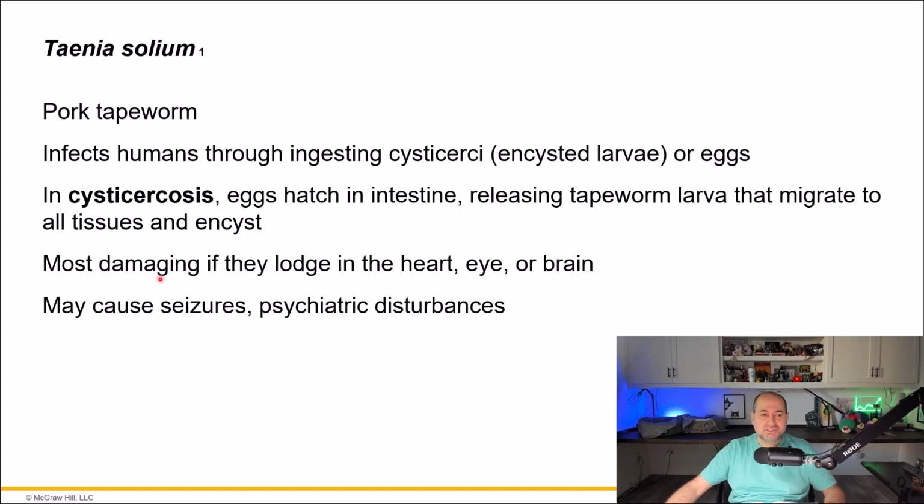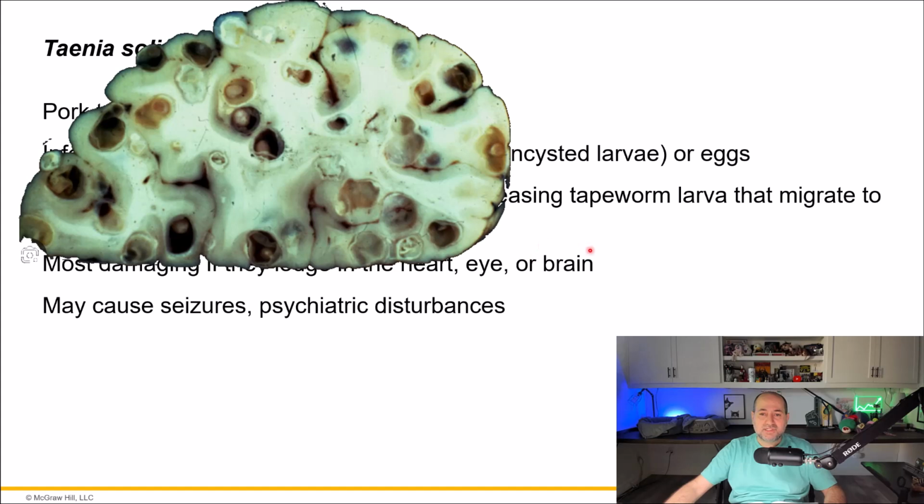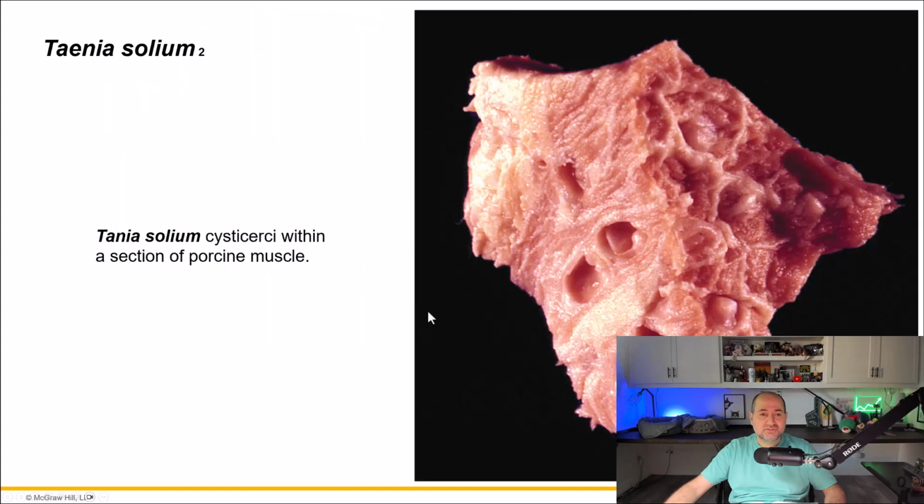The most damaging worm cysts occur if they lodge in the heart, the eye, or the brain. And yes, this can often happen with people who enjoy eating undercooked bacon, or if they eat undercooked pork. It's not uncommon to have these cysts show up in your brain. And that is the main cause of adult onset seizures. Did you know that? This may cause seizures, psychiatric disturbances.